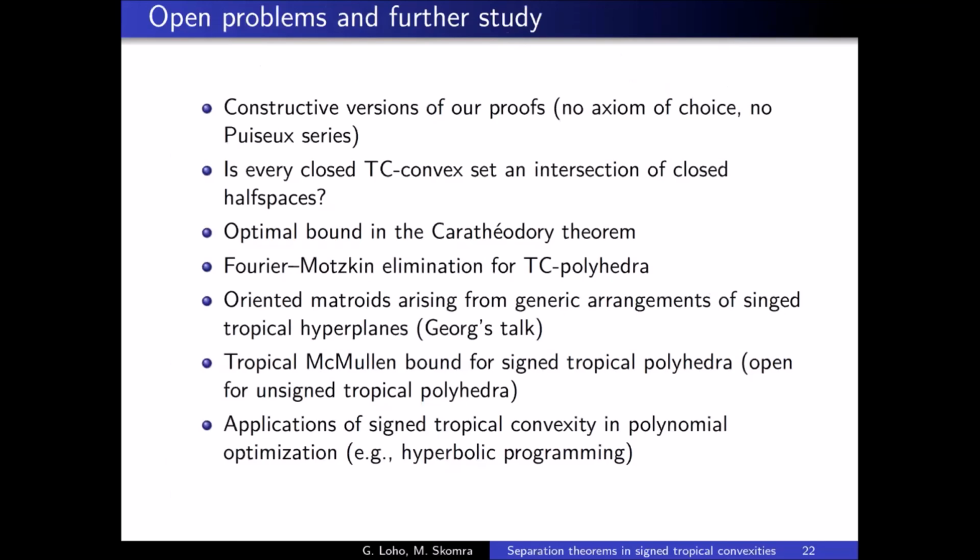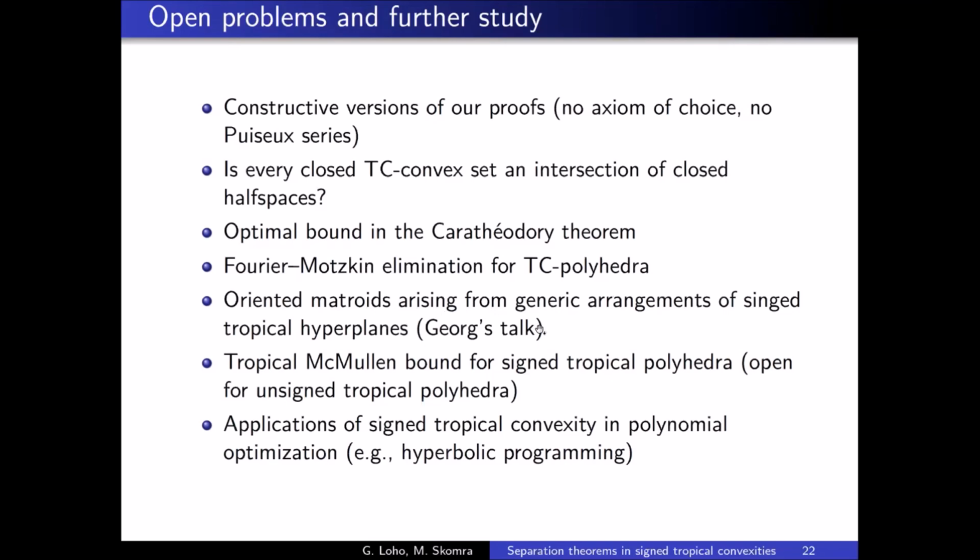And to conclude, since this is the first work about the TC-convexity, we obviously have many, many open questions. For instance, we don't know if we can make constructive versions of our proofs without the axiom of choice or without the use of Puiseux series. We don't know if every closed TC-convex set is an intersection of closed half-spaces. We only know this for hulls of finitely many points. We don't know what the optimal bound in the Carathéodory theorem is. We have not yet developed the Fourier-Motzkin elimination for these TC polyhedra.